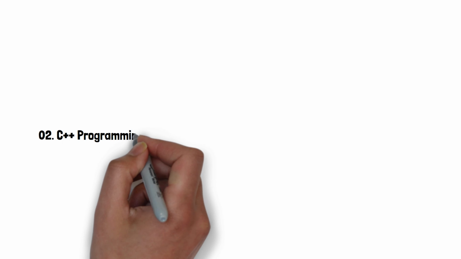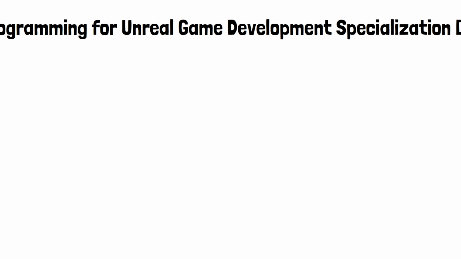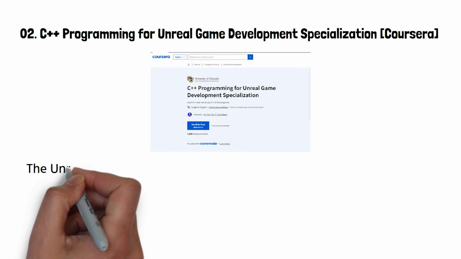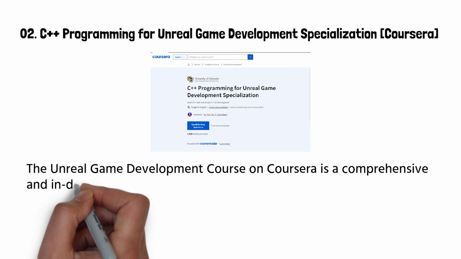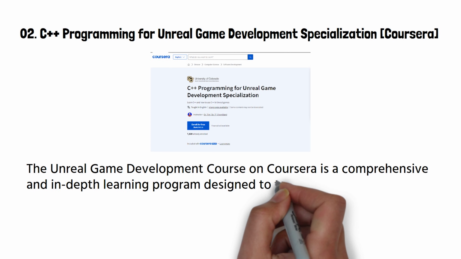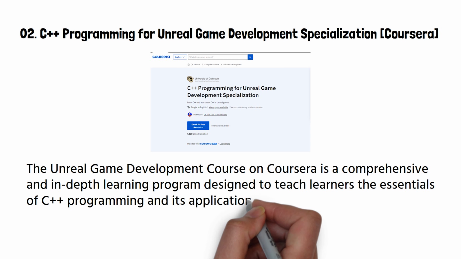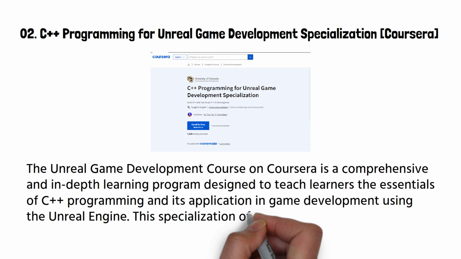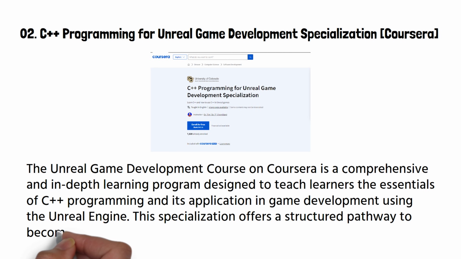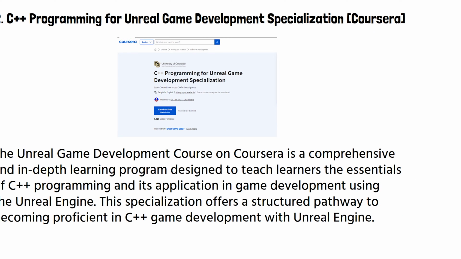The second one is C++ Programming for Unreal Game Development Specialization from Coursera. The Unreal Game Development course on Coursera is a comprehensive and in-depth learning program designed to teach learners the essentials of C++ programming and its application in game development using the Unreal Engine. This specialization offers a structured pathway to becoming proficient in C++ game development with Unreal Engine.